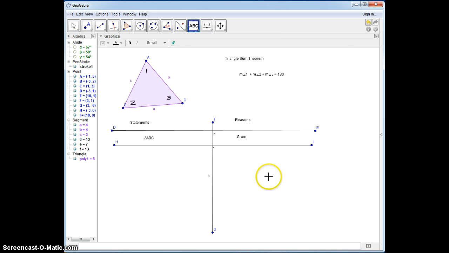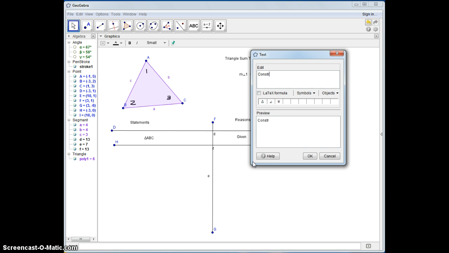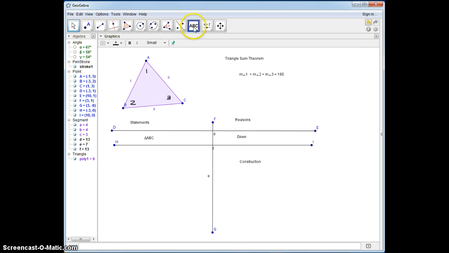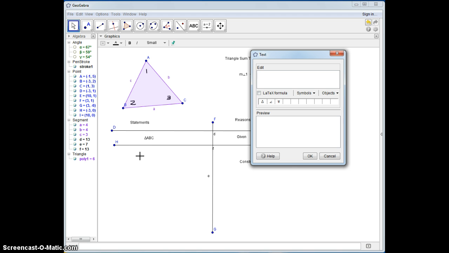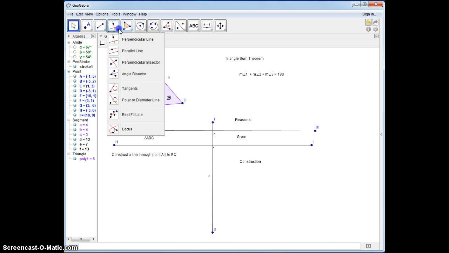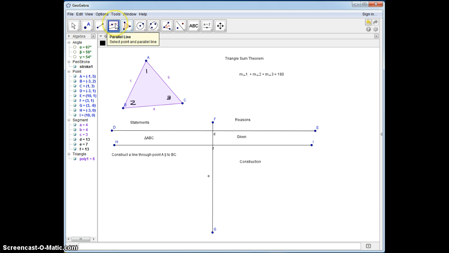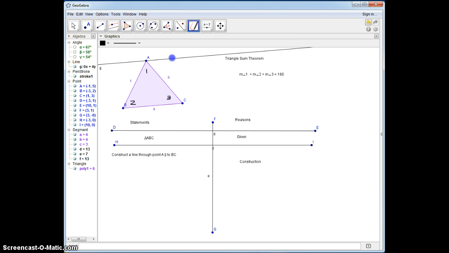And the first thing we're going to do in this proof is make a construction. We're going to construct a line through A parallel to the base. It should say point A parallel to BC. So let's do that. We have the tools here, the parallel line tool. It selects a point and a parallel line. A, and this is the line. I'm going to mark this, and I'm going to put some points on this. I put a point here and a point there. These are J and K.